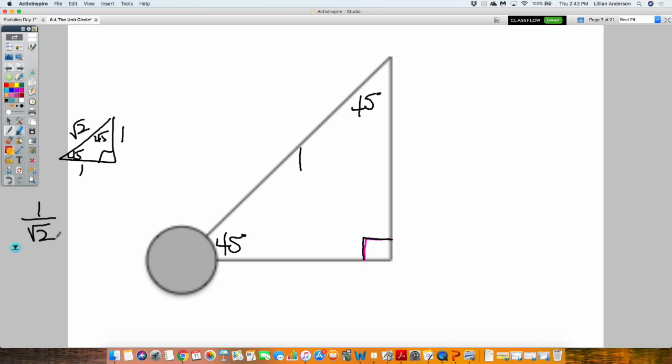Can I leave it like this? What do I have to do? What's the square root of 2 times 1? What's the square root of 2 times the square root of 2? And that is what both of your legs are in this 45, 45, 90 degree triangle.